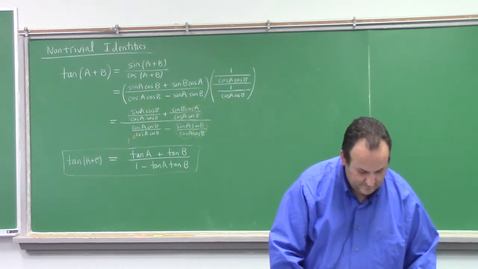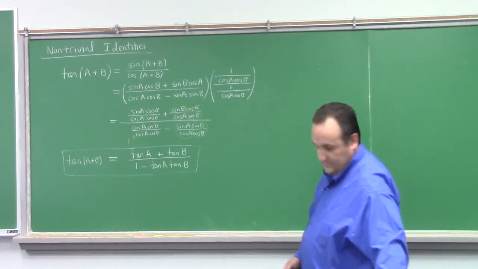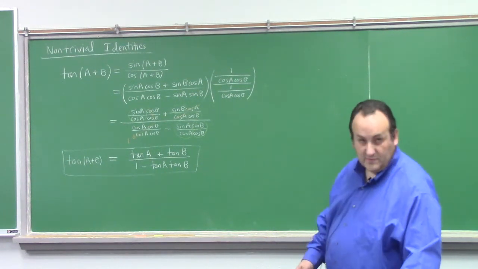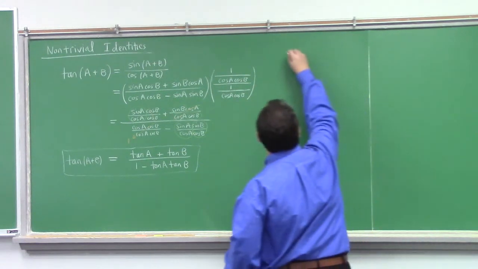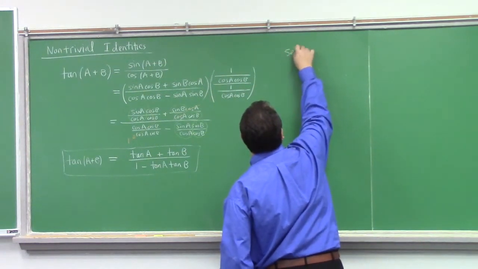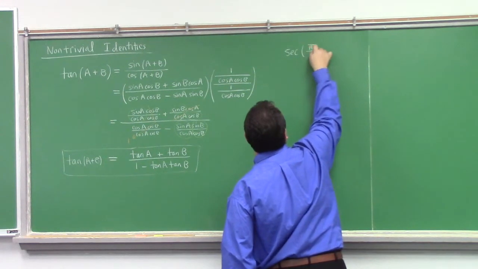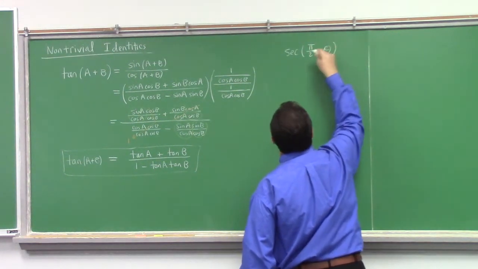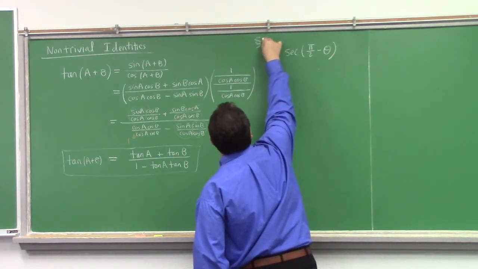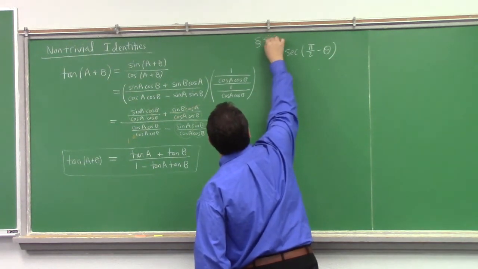Number 15? Okay. So it's secant of pi over 2 minus theta. And what are we asked to do? What do the instructions say? This was number 15, section, what was it? I keep forgetting.